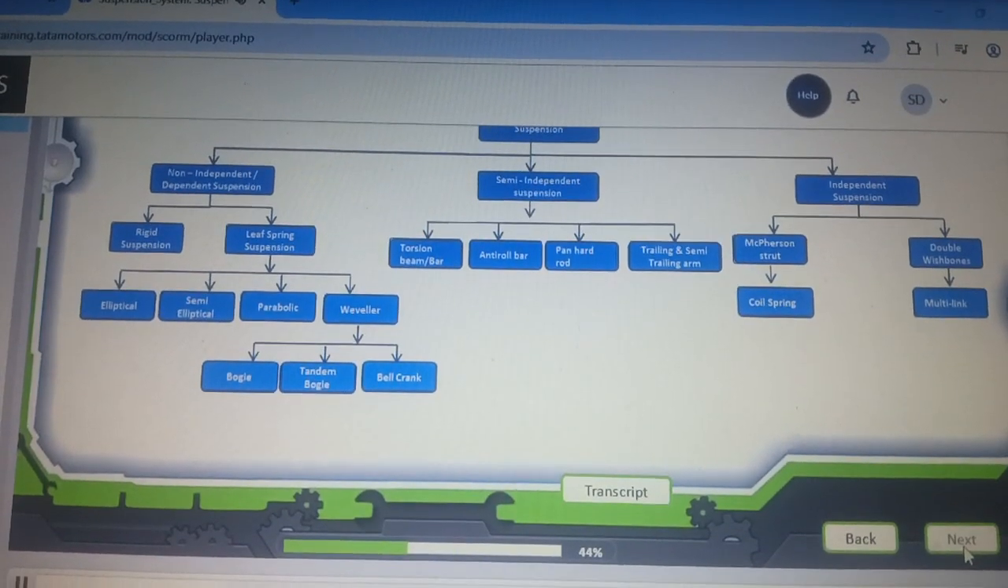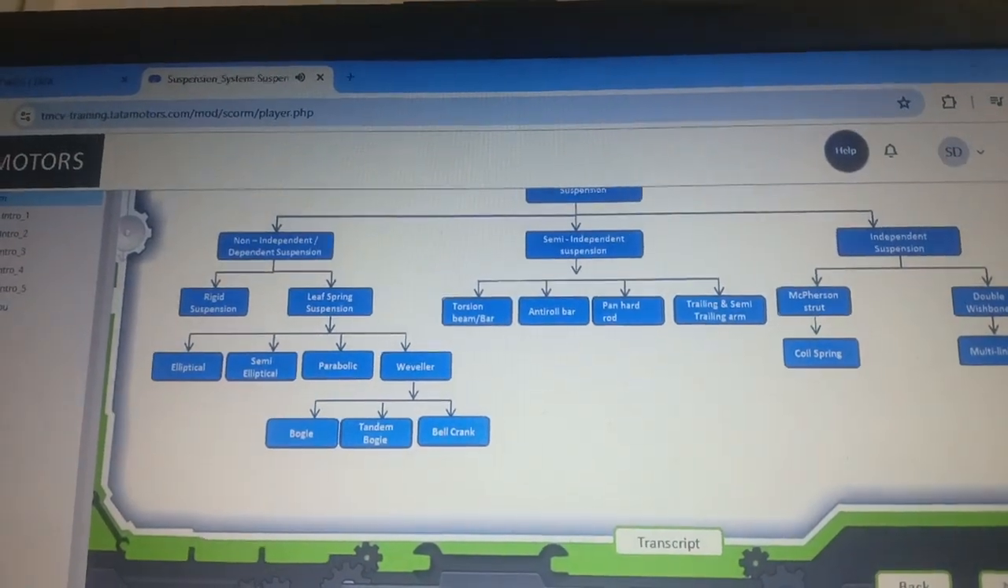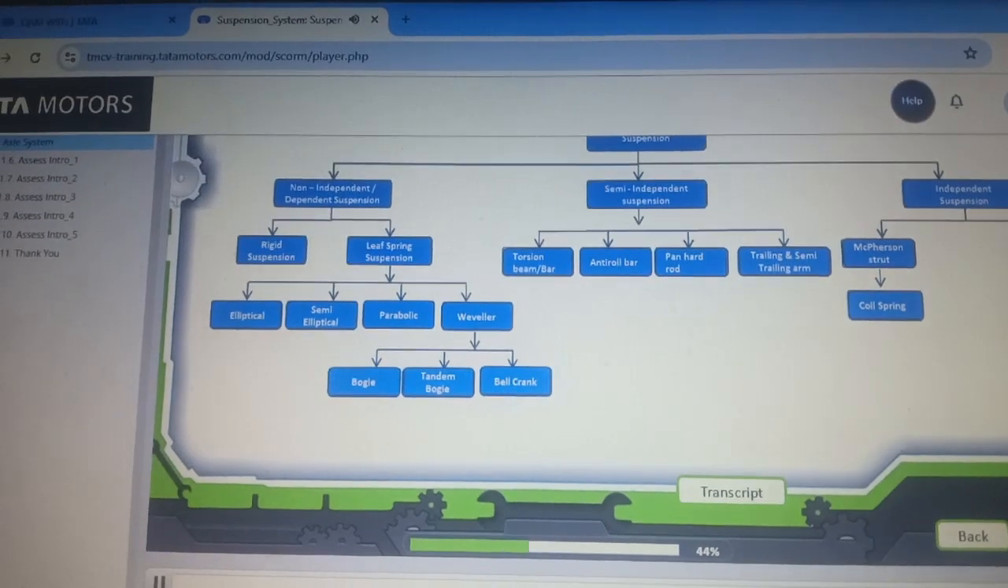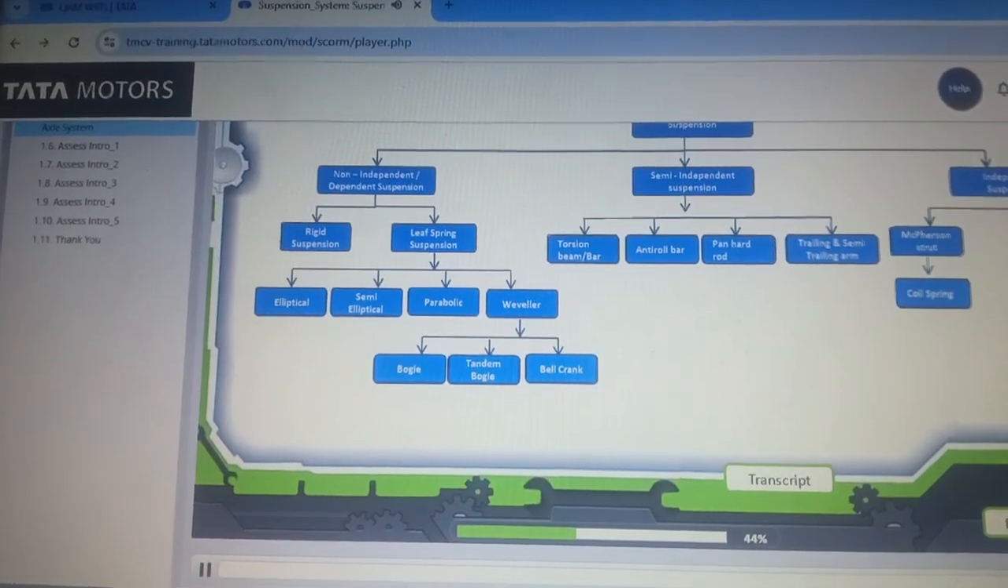Introduction to driveline and axle system. Click on each tab to know more, and then click Next to continue.